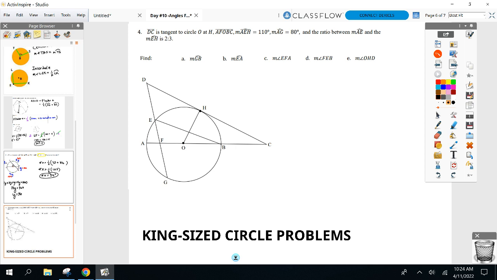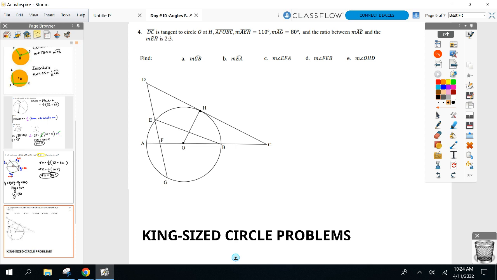King-sized circle problems. That's what I refer to these as. This is where you're going to live from now on. Why do I call them king-size? Because we got parts A through E to deal with. And I'll start by saying this. I don't care what they're asking for. If you are going to be successful in these types of king-size problems, you'll have to know every arc measure. If you know every arc measure, your success rate will go through the roof.